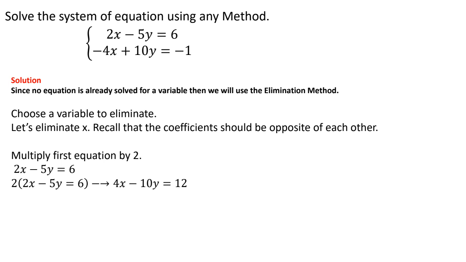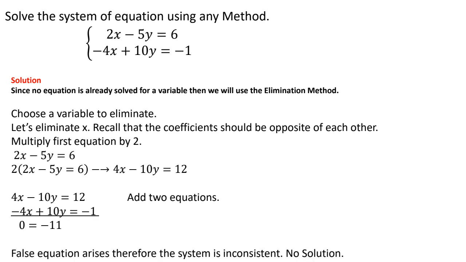Now I'm going to add it to that second equation. So let's go ahead and add the two equations together. And when I do this, 4x minus 4x gives me 0, minus 10y plus 10y gives me 0, and 12 minus y gives me negative 11. Now here, what we have is a false statement, right? 0 is not equal to negative 11. So since I got a false statement, what this is telling me is that these two lines never intersect. They don't share anything in common.